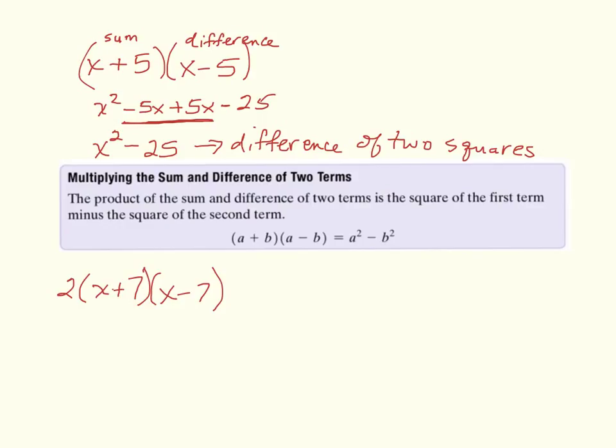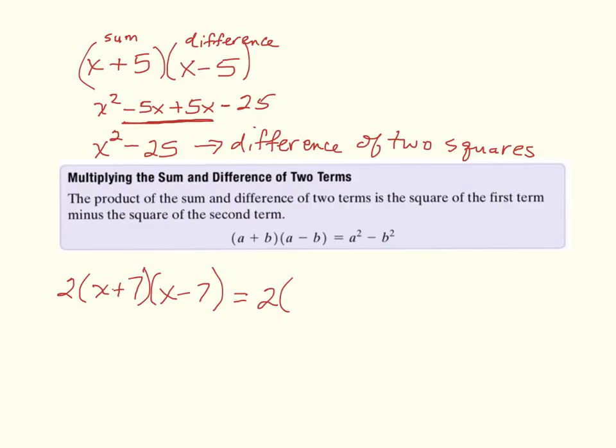So look what happens here. We have 2 times x plus 7 times x minus 7. Well, we should recognize that this is the sum of two terms times the difference, which we know is going to ultimately give us the difference of 2 squares, but we still have that 2 to multiply it by. So what do we get? The difference of 2 squares. When we multiply, we square the first one, minus the square of the second one.